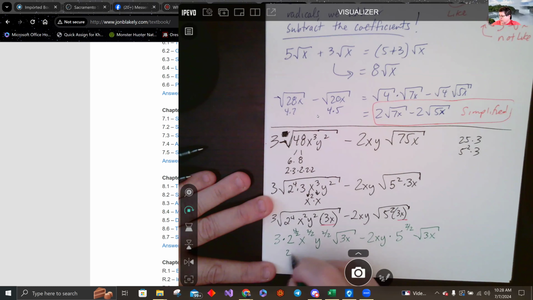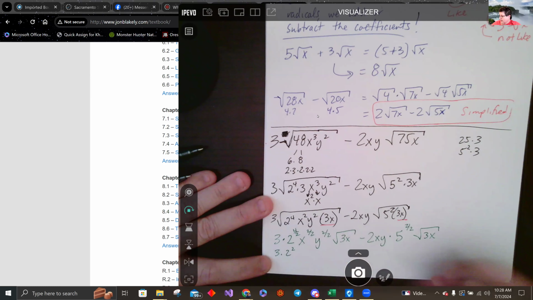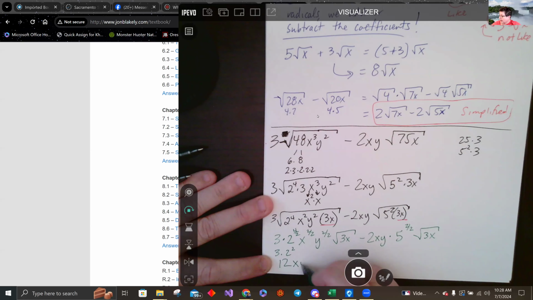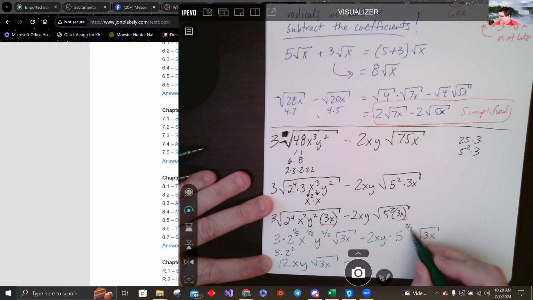This is 2 squared. We end up having 12xy square root of 3x minus, this just becomes 5. 5 times 2 is 10. 10xy square root of 3x. And now the whole thing is alike.